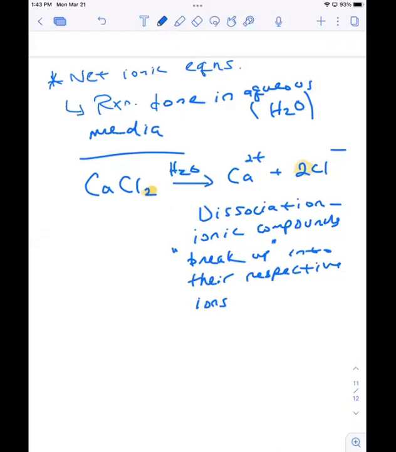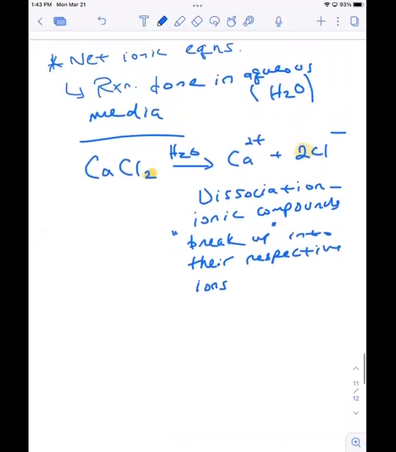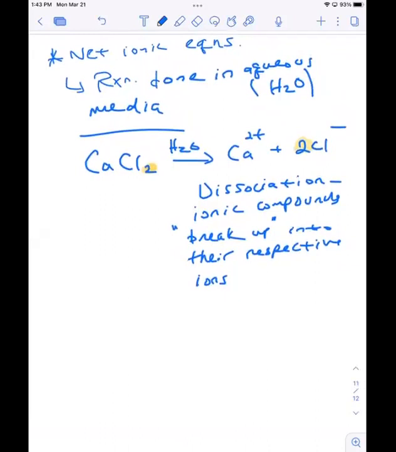Right. So we're gonna take an equation and we're gonna look at how to get to the net ionic equation, because the net ionic equation is basically looking at all of the ions in solution, canceling the ones that are common to both sides, and then writing out the equation with what you have left. Right, so let's look at that.